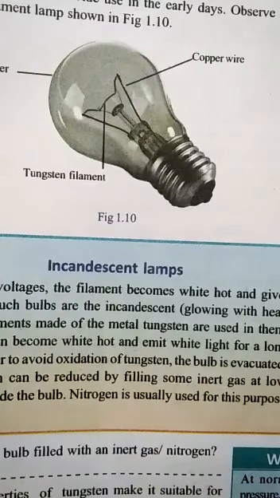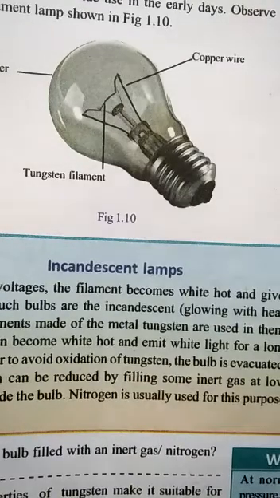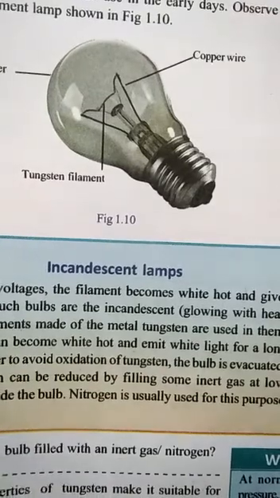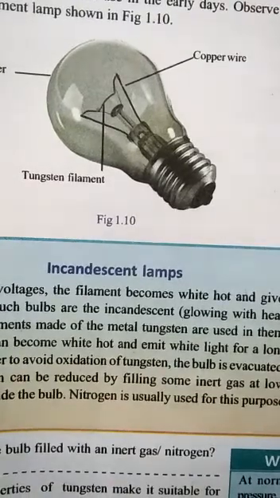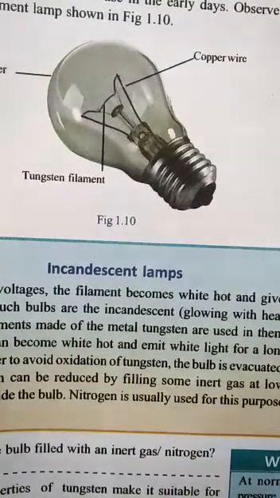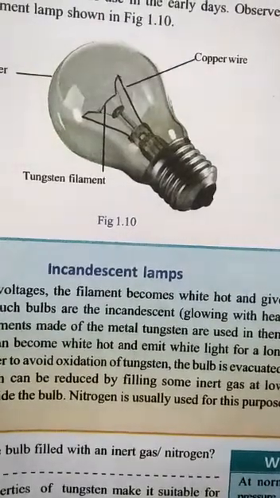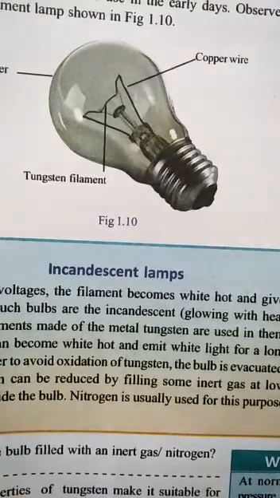What is the lighting effect? As you all know, electrical energy is converted into light energy. So the conversion of electrical energy into light energy is the lighting effect of electric current. And by using this effect, we use some devices, some bulbs and lamps, in our homes.